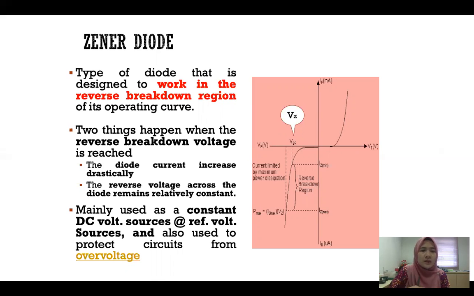Two things happen when the reverse breakdown voltage is reached. The diode current will increase drastically, and the reverse voltage across the diode remains relatively constant.